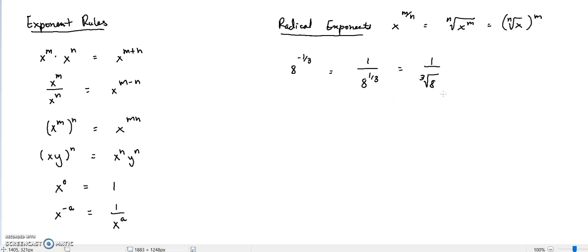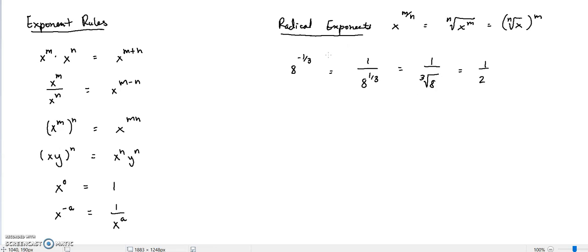Okay, so you can do that all in one step if you want, or you could do cube root, and then you could do reciprocal. All right, so now I've got 1 over the cube root of 8, so 2 times 2 times 2 is 8, so I get 1/2. Okay, so remember, a negative exponent does not mean negative number, it means reciprocal.